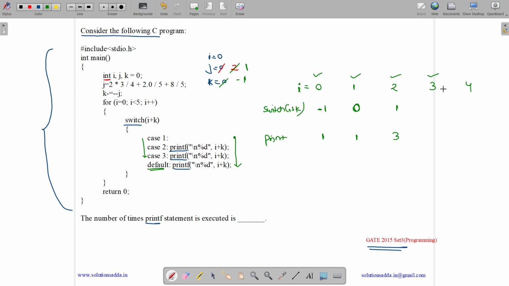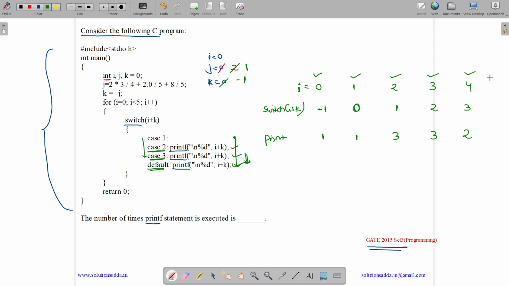Now we have i equals 3. We have switch of 3 - 1, which is 2. Switch of 2, so case 2 is printed. There is no break, so this is done, this is done. We have 3 print statements. Now i equals 4. We have switch of 4 - 1, switch of 3. Which means these 2 print statements are done. So 2 prints are done.